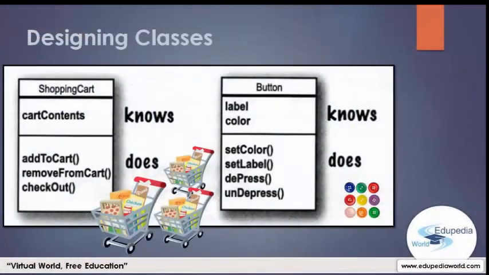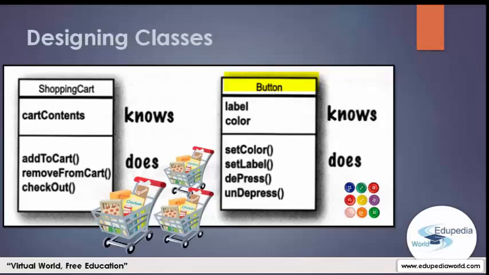A class depicts a real-world entity. So when you design a class, think about the objects that will be created from that class type. For example, here we have shopping cart and button. They represent a real-world entity. If we take the button class as a factory, we can create many objects using it.